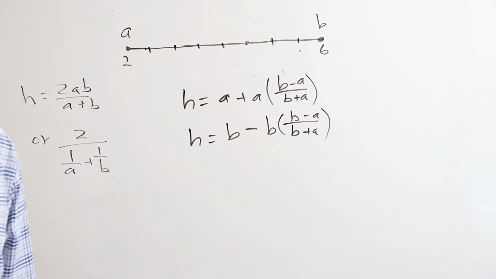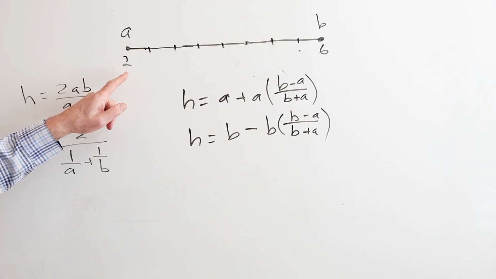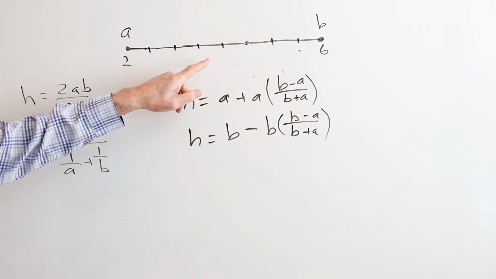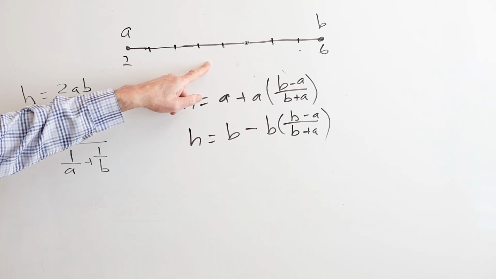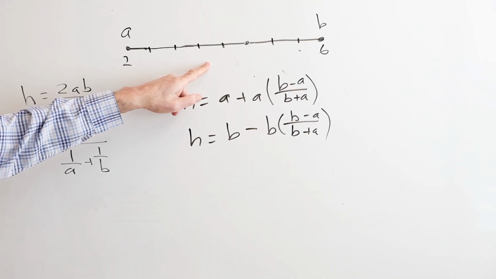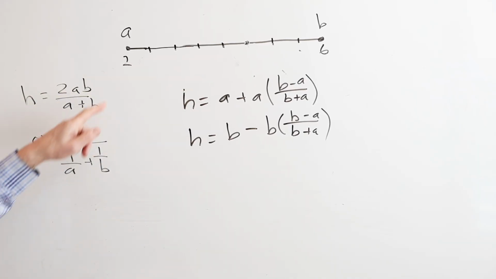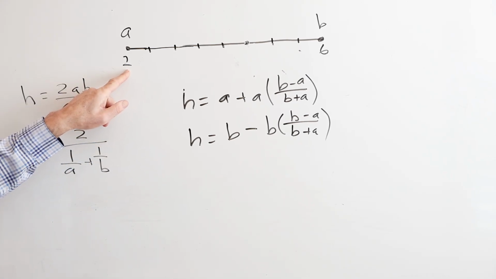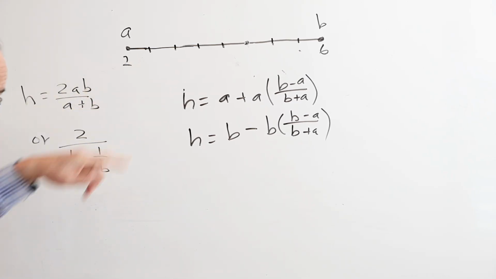So this refers to a discovery I made earlier. If you want to find the harmonic mean of 2 and 6, break this space into 2 plus 6 spaces. So it's been broken into 8 spaces. And H is 2 spaces over because that's 2.